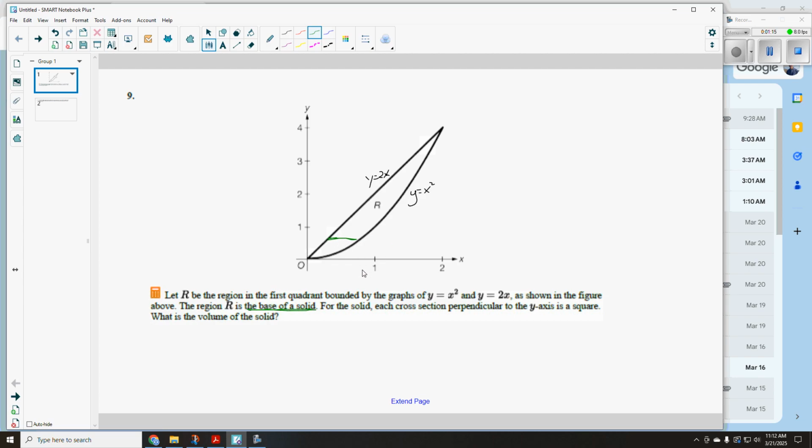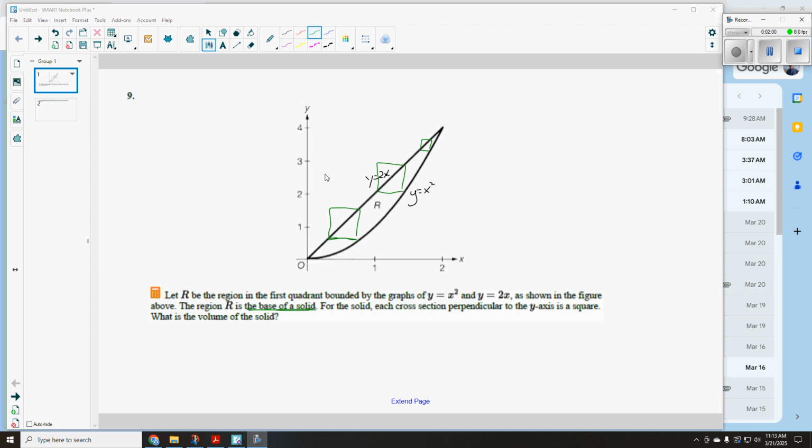And I'm not much of an artist here, but I have to visualize a square coming up from that region, so it looks kind of like that. And if I had another square over here, it would be coming up and look like that. And if I had a square over here, it would look like that. You can see that these squares would be different sizes. And maybe you can visualize if I put a whole bunch of those together, I would have a kind of strange looking solid. You need to understand that before you can proceed with the problem.